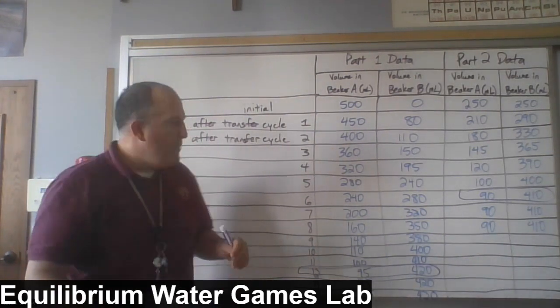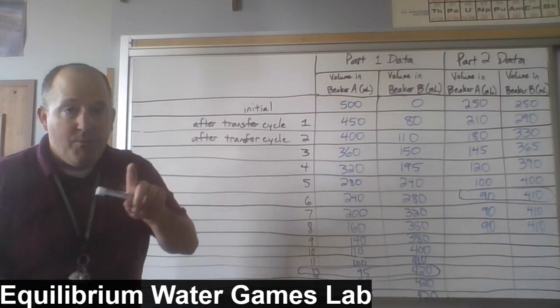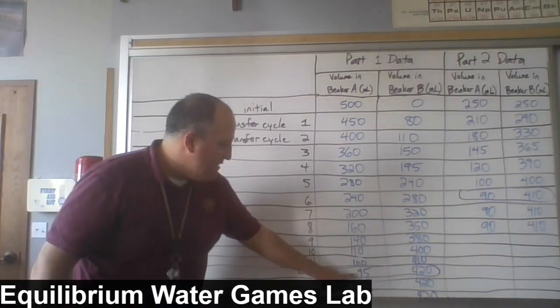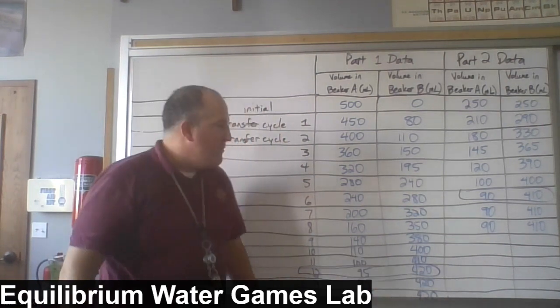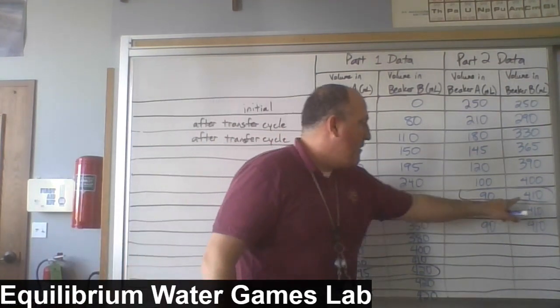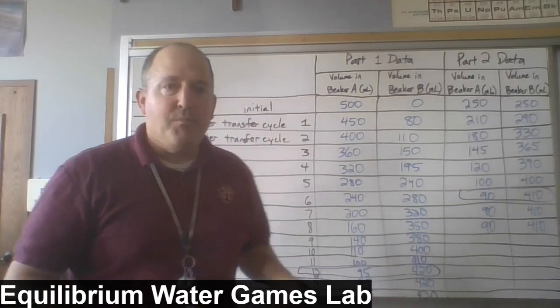Okay, so with that as our background, and by the way, notice how similar these numbers are. 95 milliliters in beaker A, 420 in beaker B, 90 in beaker A, and 410 in beaker B. Those are some pretty similar numbers.